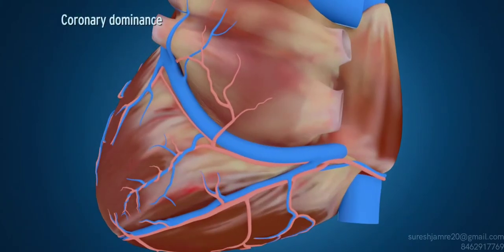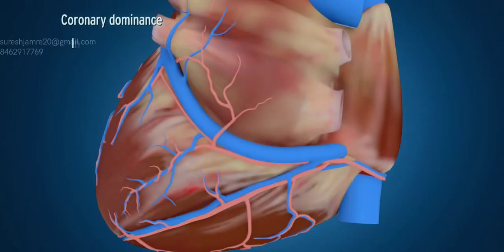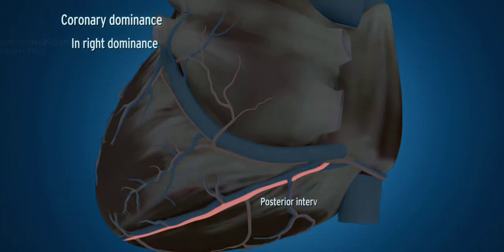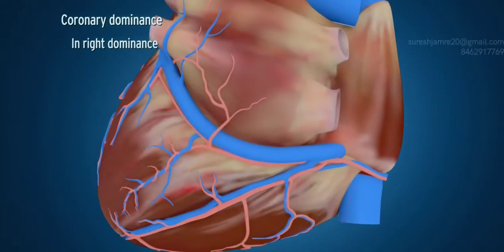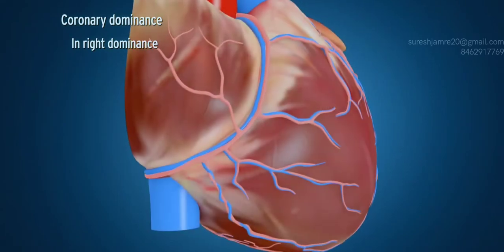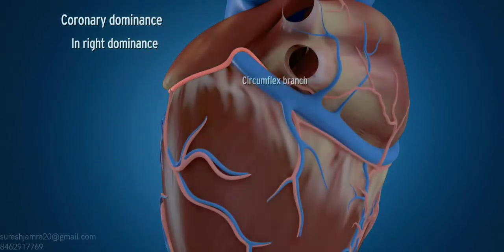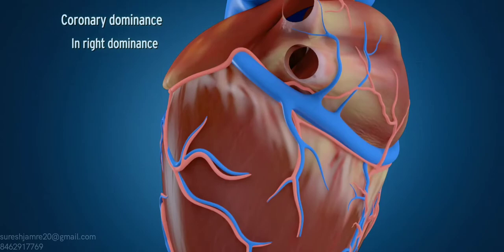Coronary dominance. The variations in the origin and distribution of the posterior interventricular artery decide the status of coronary dominance. In right dominance, the posterior interventricular artery arises from the right coronary artery. In left dominance, it arises from the circumflex branch of the left coronary artery. In 65% of the population, it is right dominance, and in 35% it is left dominance.